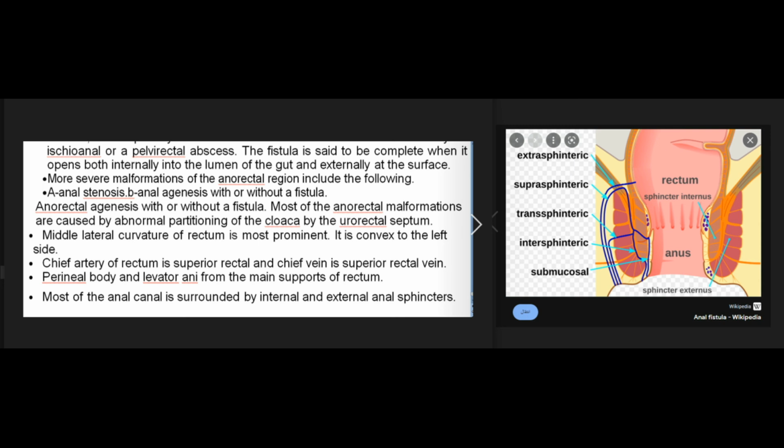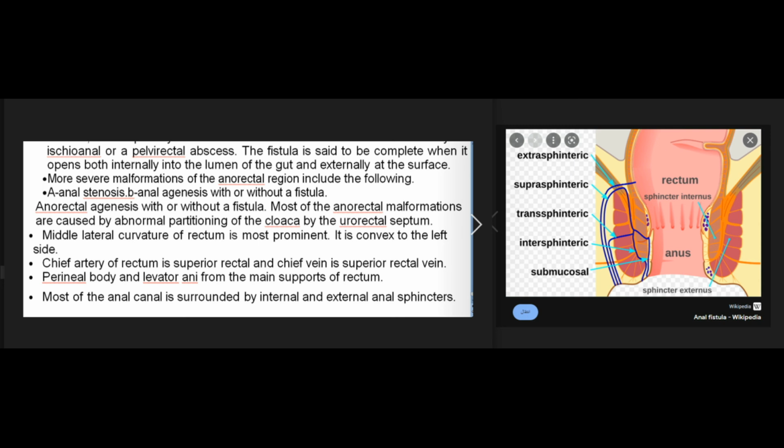More severe malformations of the anorectal region include the following. A. Anal stenosis. B. Anal agenesis with or without a fistula. C. Anorectal agenesis with or without a fistula. Most of the anorectal malformations are caused by abnormal partitioning of the cloaca by the urorectal septum.